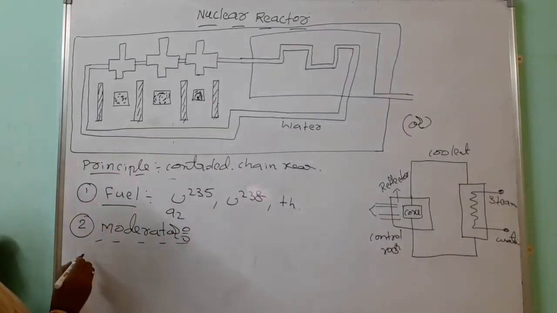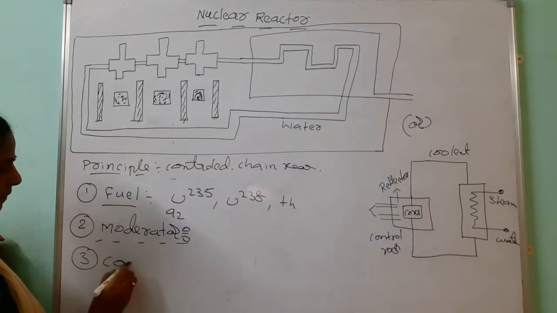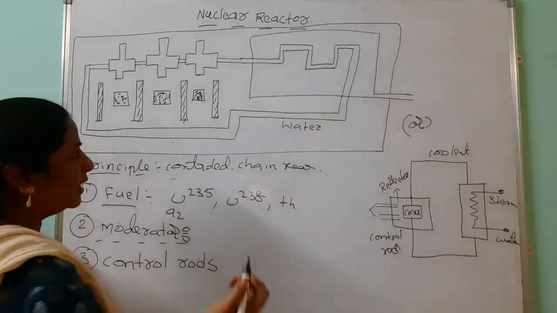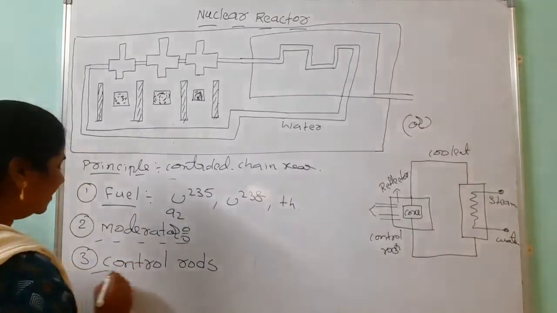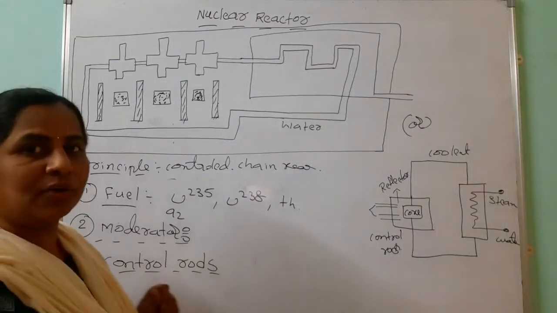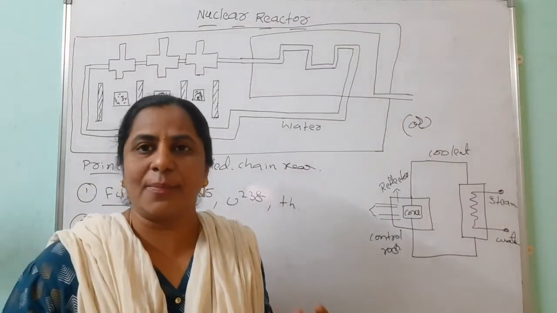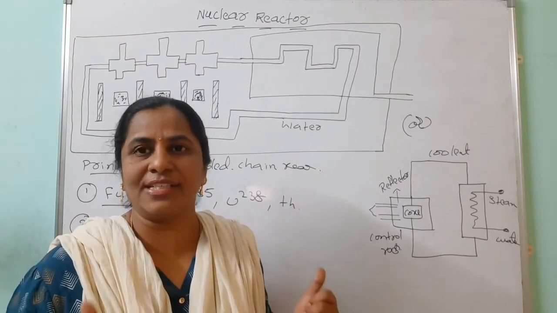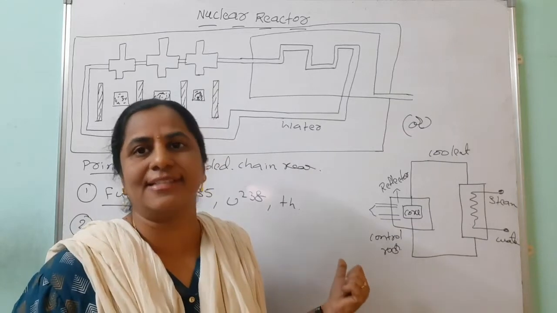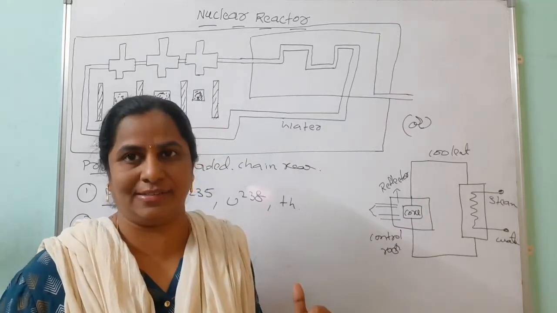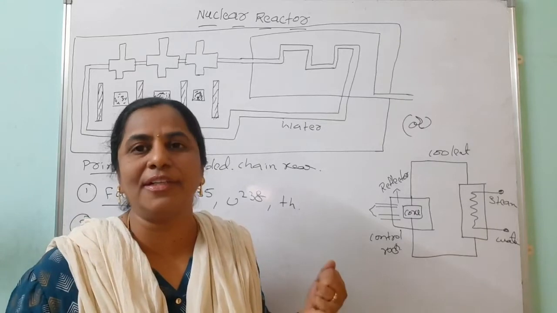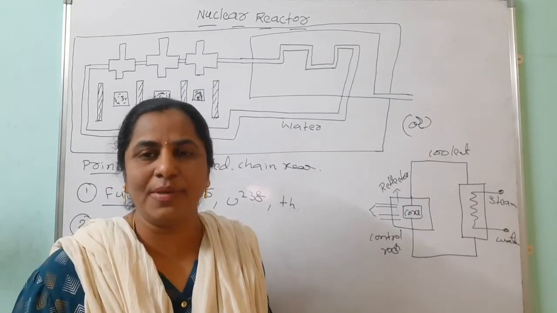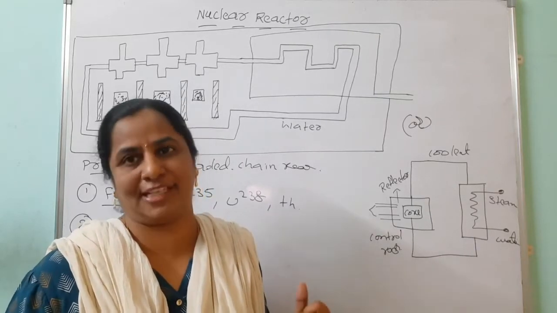Then, our third part is control rods. What are the control rods? Cadmium or boron rods we are using as control rods. Suppose suddenly we want to stop this. How to stop it? The main thing to conduct this experiment is slowly moving neutrons. See, these control rods absorb the neutrons. Whenever they absorb the neutrons, what happens? There is no chain reaction, and we can stop this experiment.